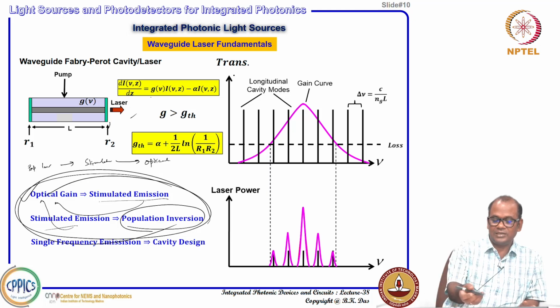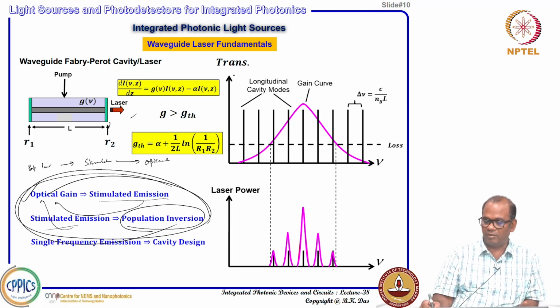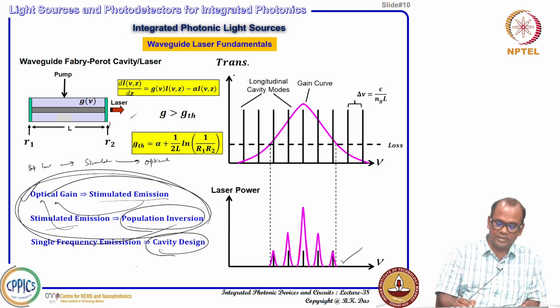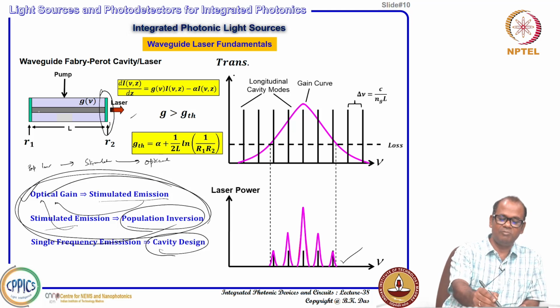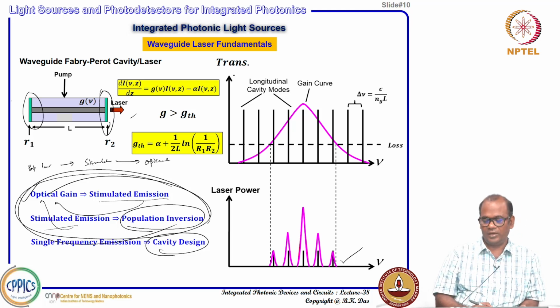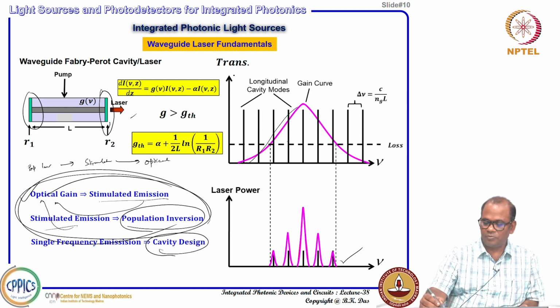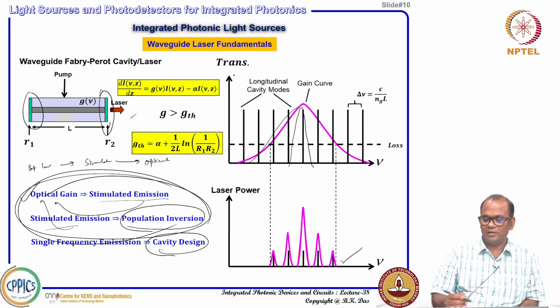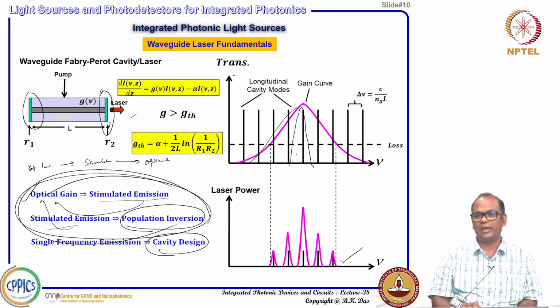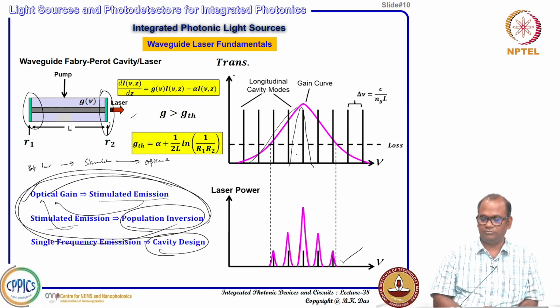But as I said, in a simple Fabry-Perot cavity you can have multiple frequencies. How to achieve a single frequency depends on your cavity design, meaning how you design your mirror and what your gain curve is like. Suppose your gain curve is somehow very narrow, then only one longitudinal frequency will see the gain, so that will be the one lasing.